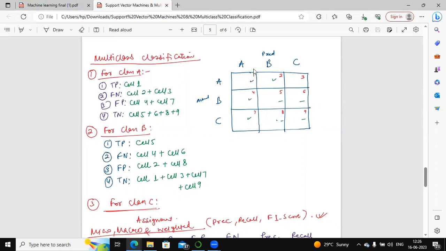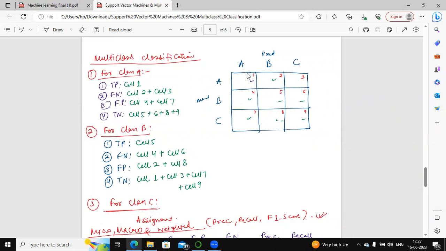So what will be the true positive? True positive will be only where A is positive, so this will be cell 1. True negative will be where B and C are negative, actual and predicted. So cells 5, 6, 8, 9 will be true negative.